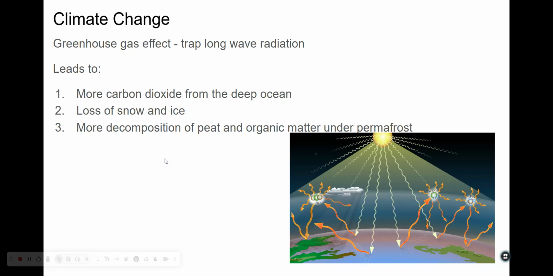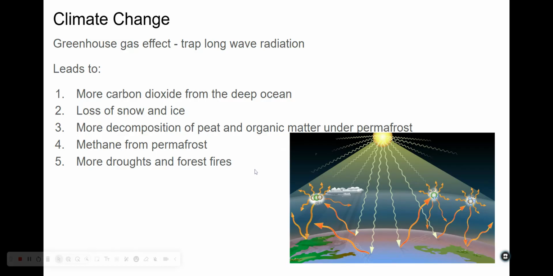Then we have two different ones. We have more decomposition of peat in wetlands and organic matter under the permafrost. So both of these are going to release carbon dioxide and methane. And so you're getting all of this CO2 and methane from increased decomposition of these two different sources. And then there's more droughts, which leads to more forest fires, which leads to more CO2, which leads to more heating. So all of these are increasing greenhouse gases, which are increasing temperatures, which is causing these to happen more, hence why they're called positive feedback cycles. Obviously, positive in this case does not mean good, it just means increasing.